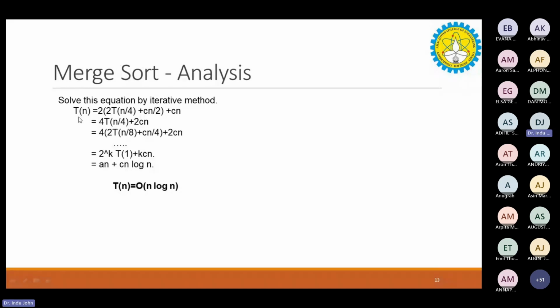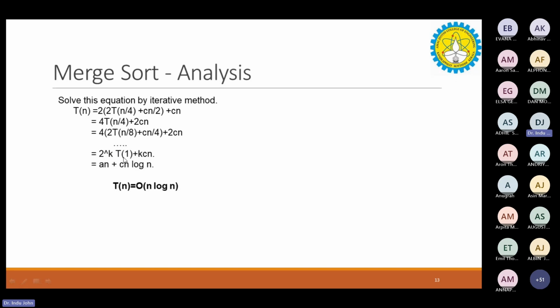Iterative method means you will expand T of n by 2. T of n by 2 will be 2 times T of n by 4 plus C into n by 2. And you substitute it into this original equation. Then you will get 4 T of n by 4 plus 2 into Cn. Again, you will expand T of n by 4, and then you repeat this and you find the pattern. Basically, we get 2 raised to k into T of n by 2 raised to k, plus k into Cn.